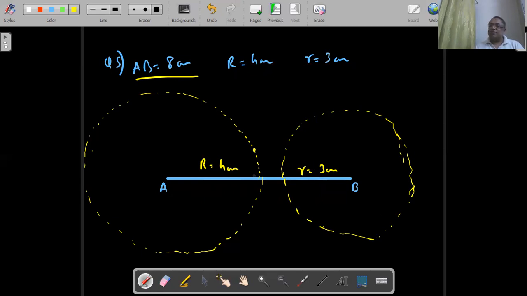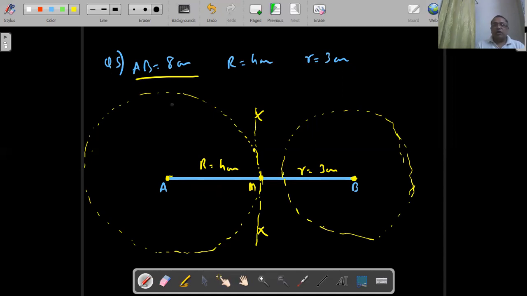Now we have to draw tangents from A and B to the other circles. So I've got A here, I've got B here. Draw the perpendicular bisector of AB. When I draw the perpendicular bisector of AB, I'll get the midpoint of AB. Obviously, the midpoint will be here only because this is already 4. So the midpoint of 8 is 4.